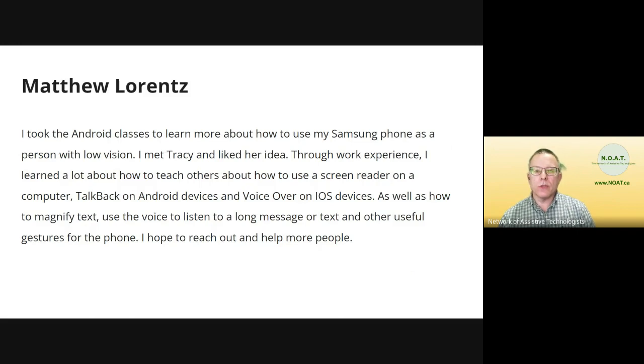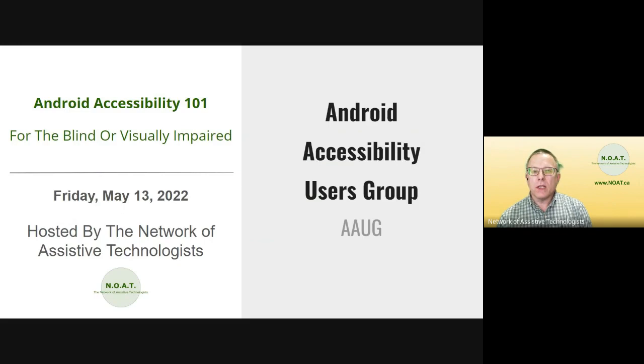And as a person with low vision, Matthew was curious about how to better utilize his Samsung phone. So in 2020, he joined that same class and he met Tracy. So Matthew now combines his experience teaching others about blind and low vision technologies with Tracy's dream of a support group. And together, Tracy and Matthew founded the Android Accessibility Users Group. So thank you, Tracy and Matthew, for joining us today to take a closer look at Android accessibility.